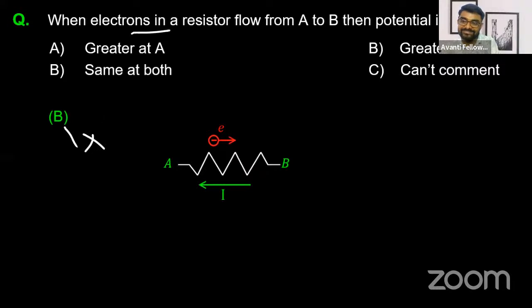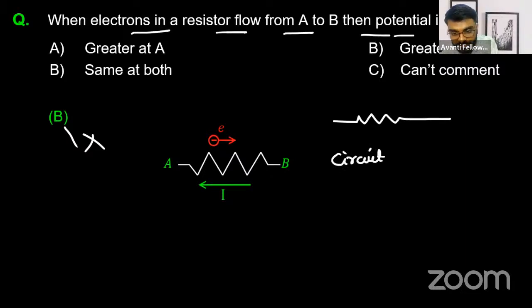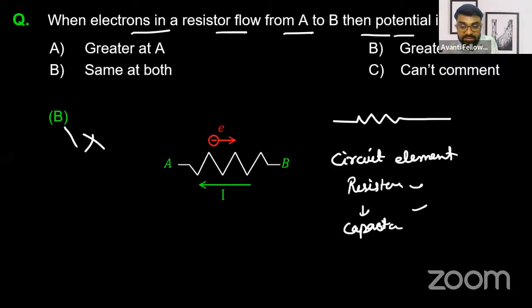So when an electron in a resistor flows from A to B, then how is the potential difference? Suppose resistor है. Resistor, we'll understand in the further slides. There are some circuit elements. We have the resistor as a circuit element. We'll have the capacitor as a circuit element. We'll talk about this also. Inductor in a further chapter.